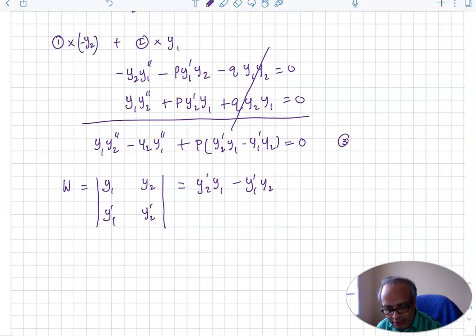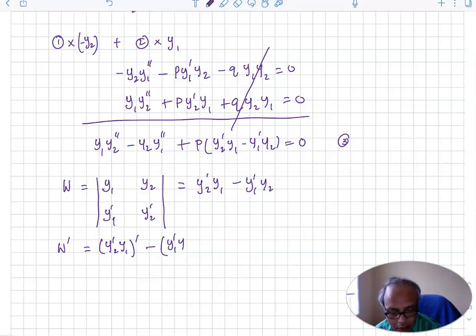Now what happens to the first term? To derive that, you first calculate the derivative of the Wronskian. So you differentiate the first term and the second term. To be clear, I'm just going to write one more step: y2 prime times y1. You differentiate these using the product rule.